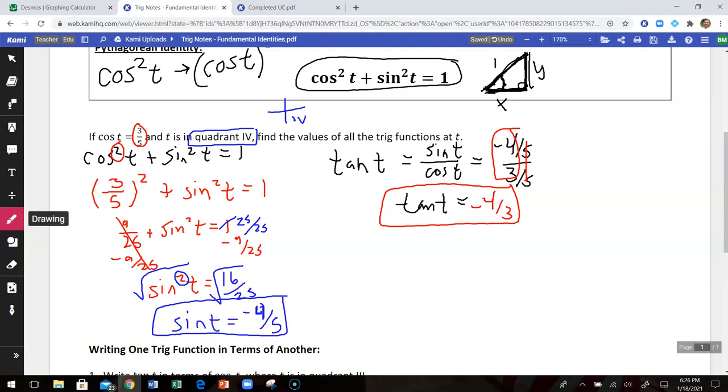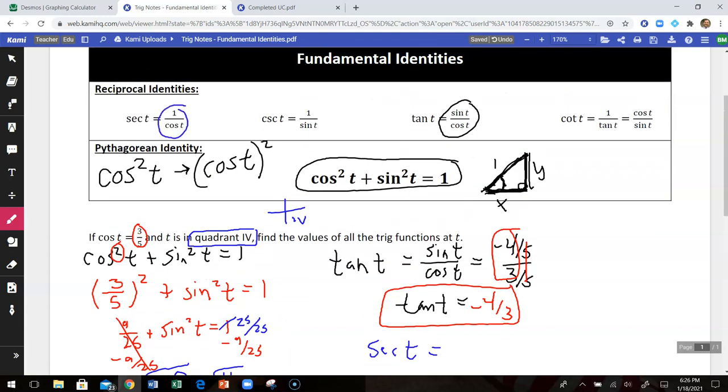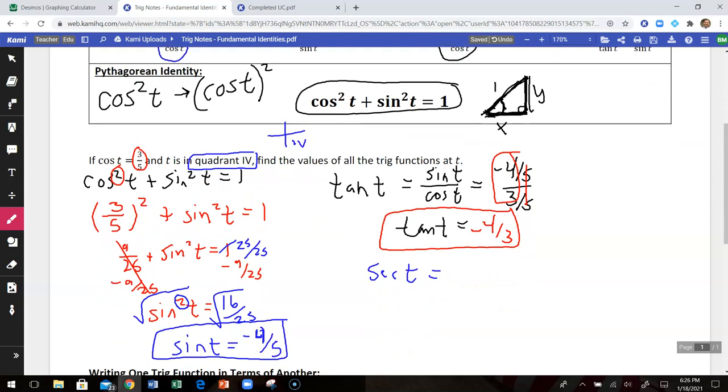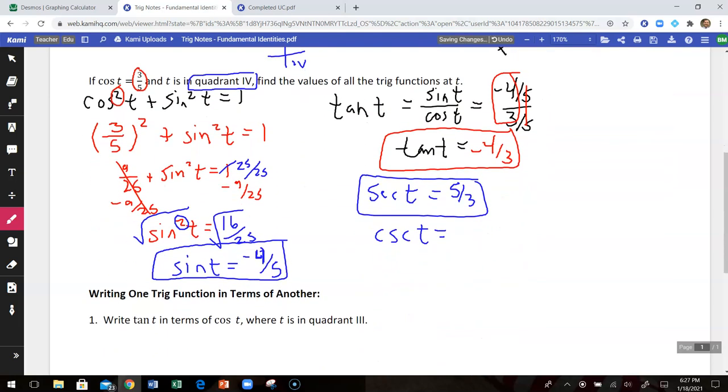Secant. Okay, so what do we know about secant? Secant is the reciprocal of cosine. So if cosine is 3/5, secant is 5/3. Easy as that. Cosecant. Cosecant is the reciprocal of sine. So if sine is negative 4/5, cosecant is negative 5/4.